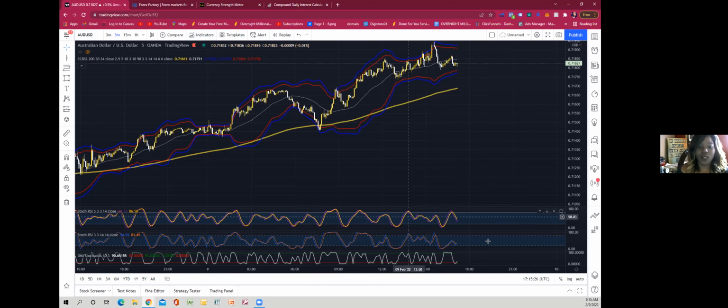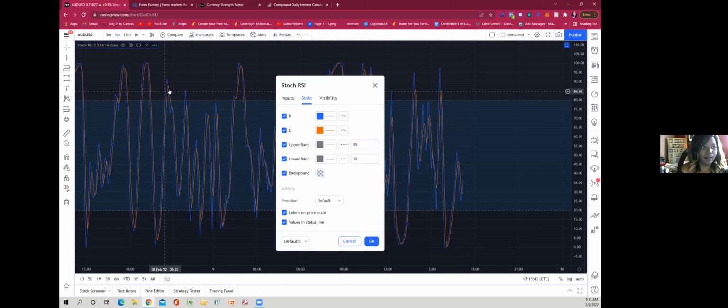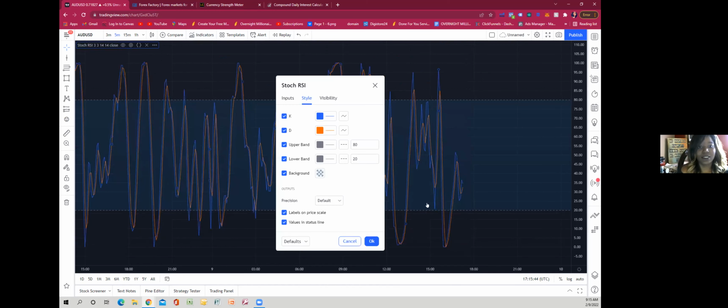And later on, I will tell you the reason why I have 2, but you don't necessarily need the second one for this strategy that I'm going to say. But this is the stochastic RSI. And then I'm going to double click on it, so you can see the style and inputs.